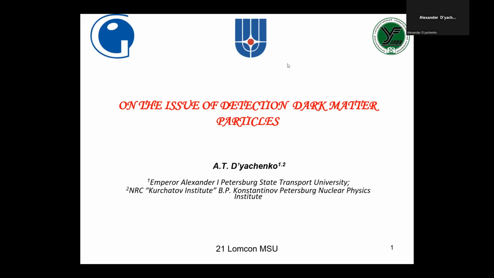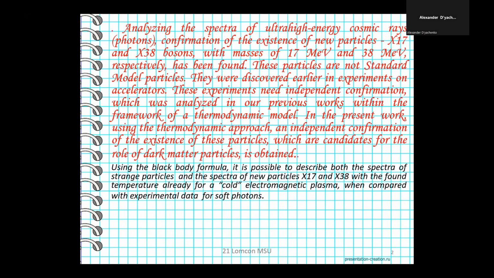These experiments need independent confirmation, which was analyzed in our previous work within the framework of a thermodynamic model. In the present work, using the thermodynamic approach, we provide independent confirmation of these particles. Using the black body formula, it's possible to describe both the spectra of strange particles and the spectra of new particles X17 and X38, with the formula for temperature for a cold electromagnetic plasma, when compared with experimental data for soft photons.